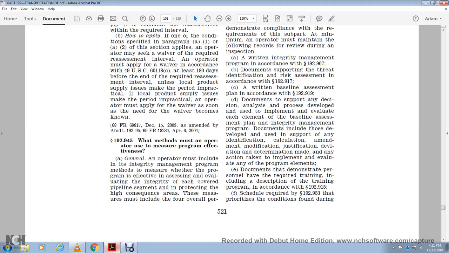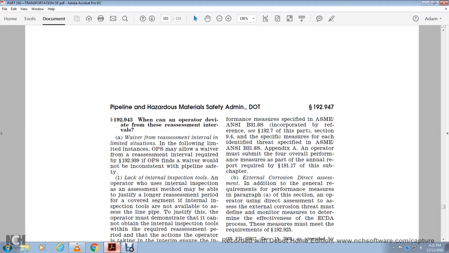192.945, the method of the operator to review the management program effectiveness. In general, the operator must complete the integrity management program method to measure whether the program is effective in assessing and evaluating the integrity of the covered pipeline to protect the high consequence areas. The measure must include the four overall performance measures in ASME/ANSI B31.8S and incorporate the reference 192.7 for the specification method that is identify the threat and specified in ASME/ANSI B31.8S appendix A. The operator must submit the four overall performance measures as part of the annual report required by 192.917 of this chapter.